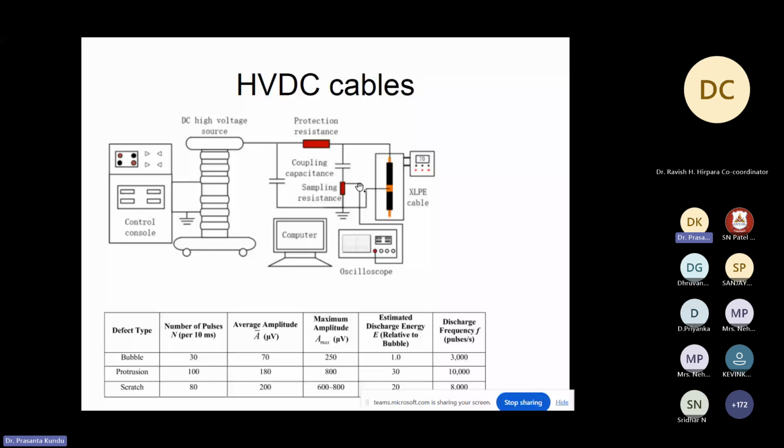So here also there will be a coupling capacitor. It is going to charge to the full voltage, and it is going to have a breakdown. Now here PD will occur not because of the variation of the AC voltage cycle. In DC cases, PD will be different, because here one breakdown will occur based on the applied operating DC voltage.